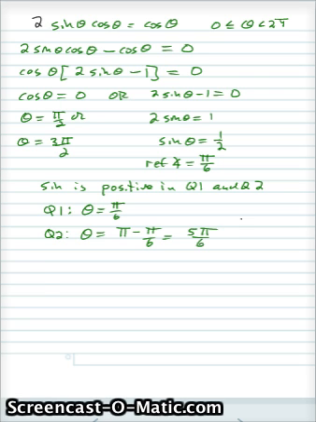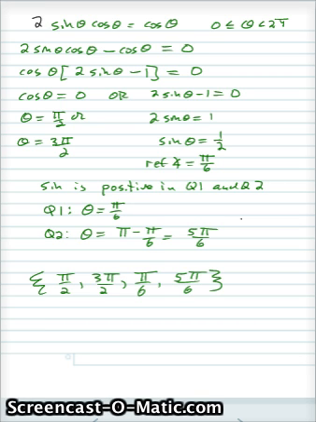So again, we have 4 solutions, pi over 2 and 3 pi over 2 for our first case, pi over 6, 5 pi over 6 for our second case. So you wind up with 4 solutions for this quadratic type trigonometric equation. So 4 solutions for that one too.